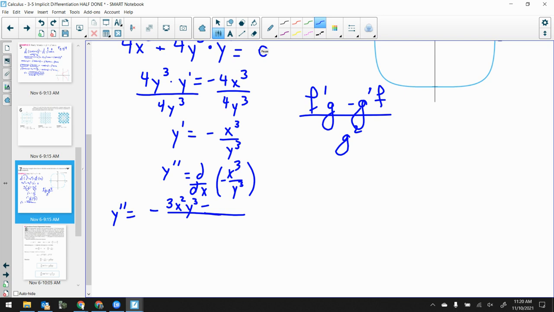So I differentiate y to the third. So this becomes 3y squared times y prime. You follow me there? I'm differentiating the denominator. So it becomes 3y squared y prime. It's got a chain rule in it. 3y squared y prime times the original f, divided by g squared. Okay. Y to the third squared is y to the sixth, right? Not y to the ninth. Y to the sixth. Power 2, power 2 multiply.